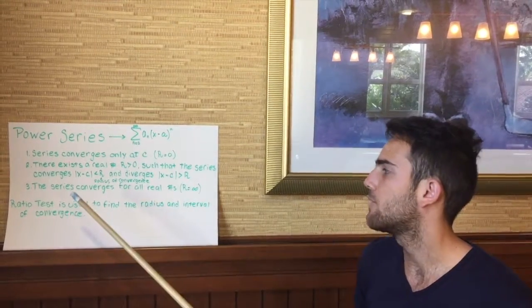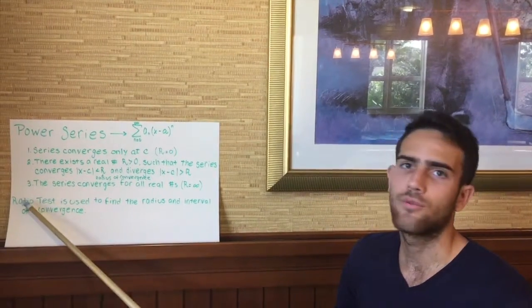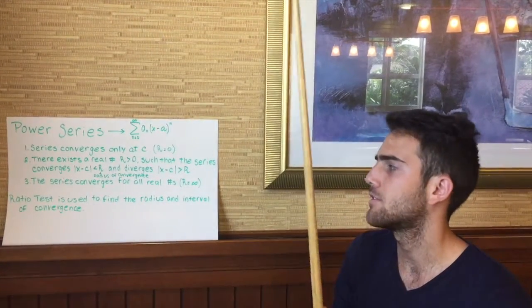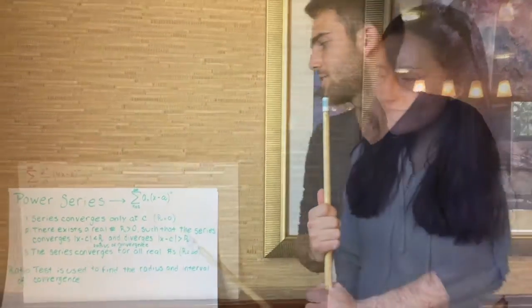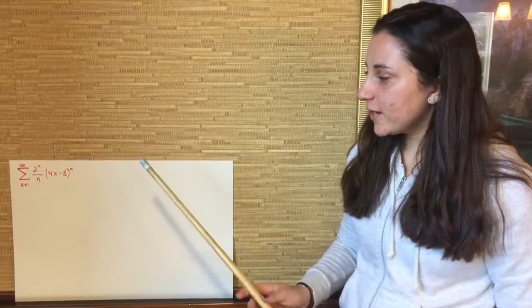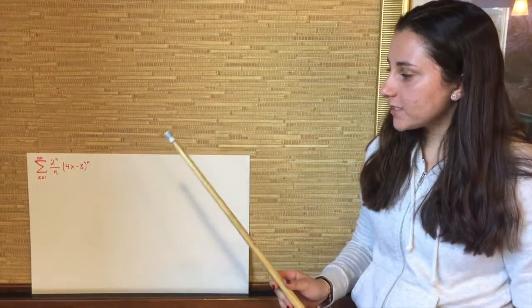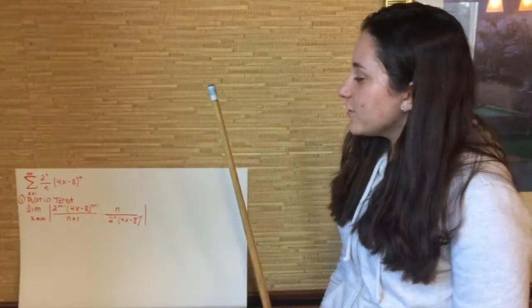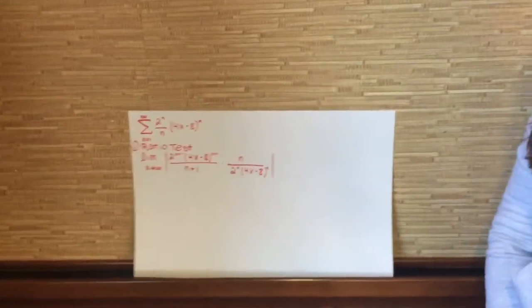So how do we find the radius of convergence? Well, we use the ratio test to help us determine what the radius and interval of convergence is. Now we're going to do a practice problem: 2^n over n times (4x minus 8) to the n. The first step in order to find our radius and interval of convergence is to do the ratio test.